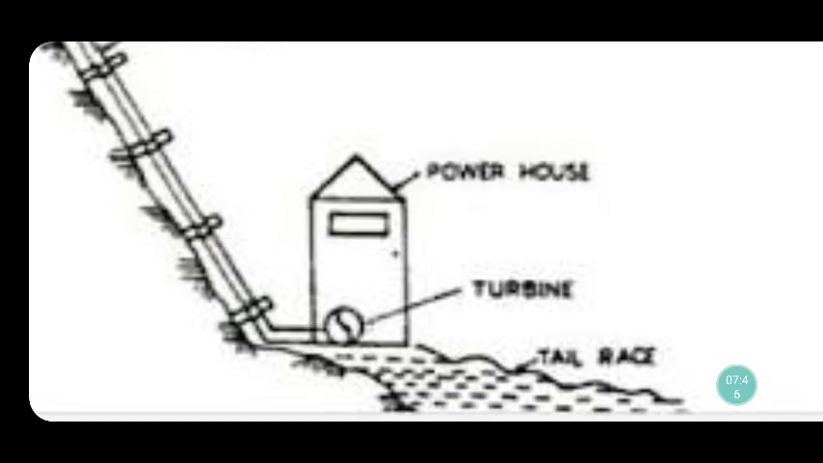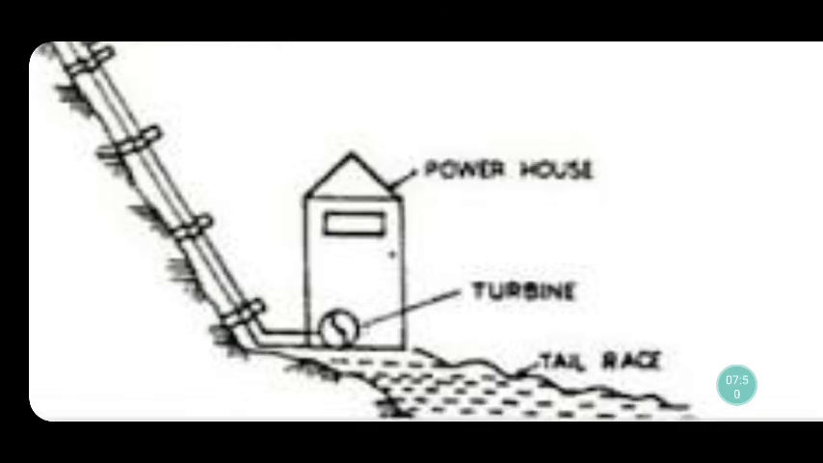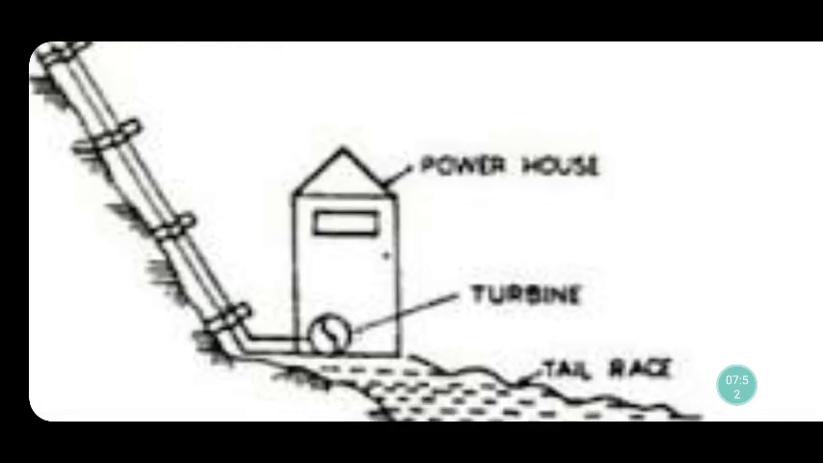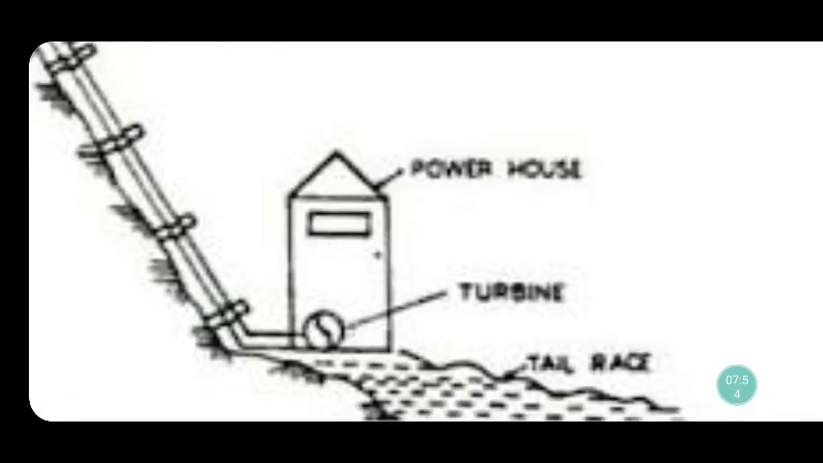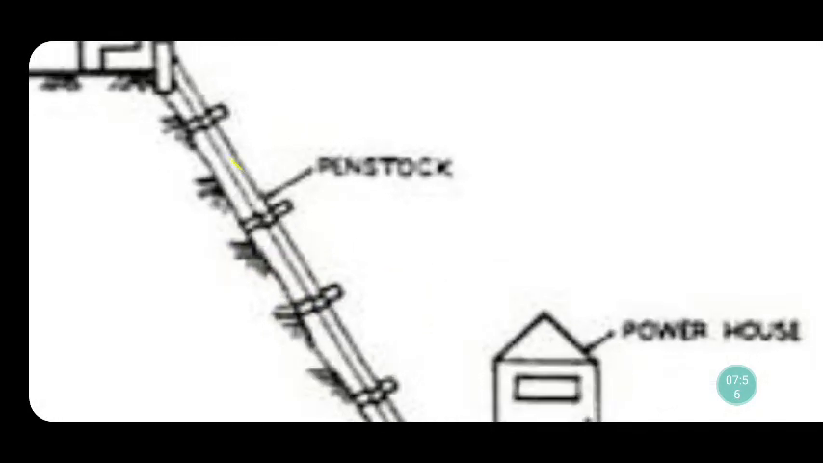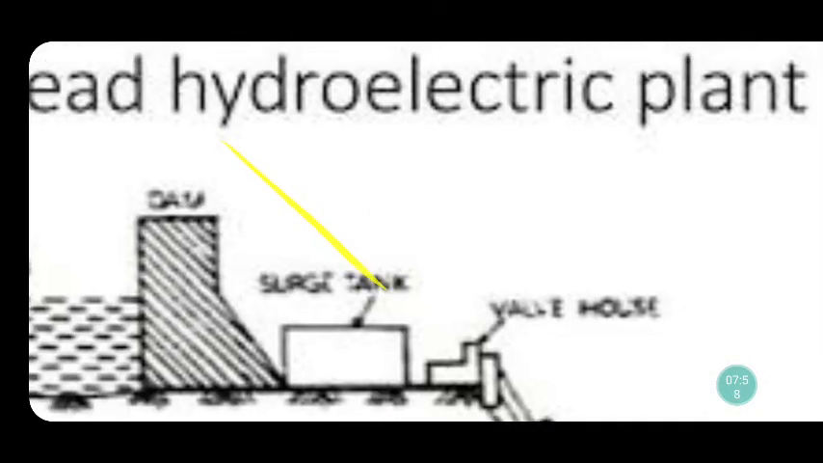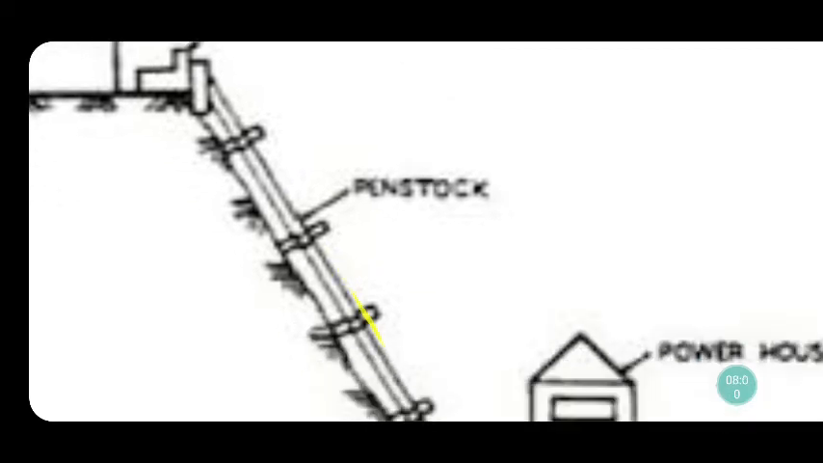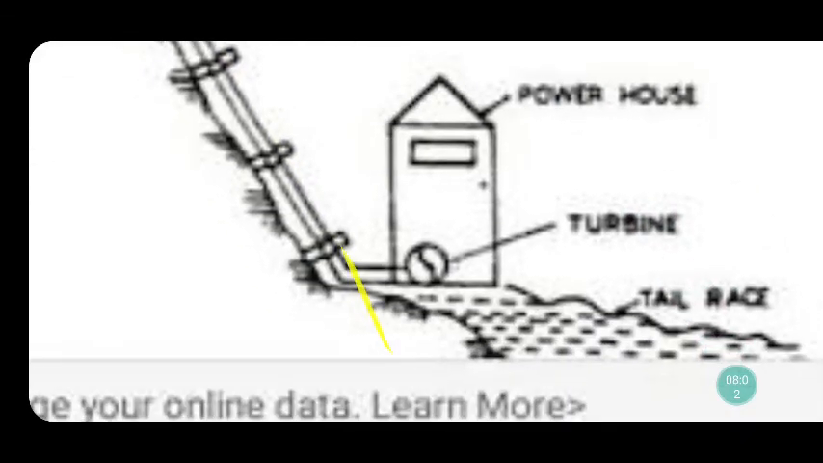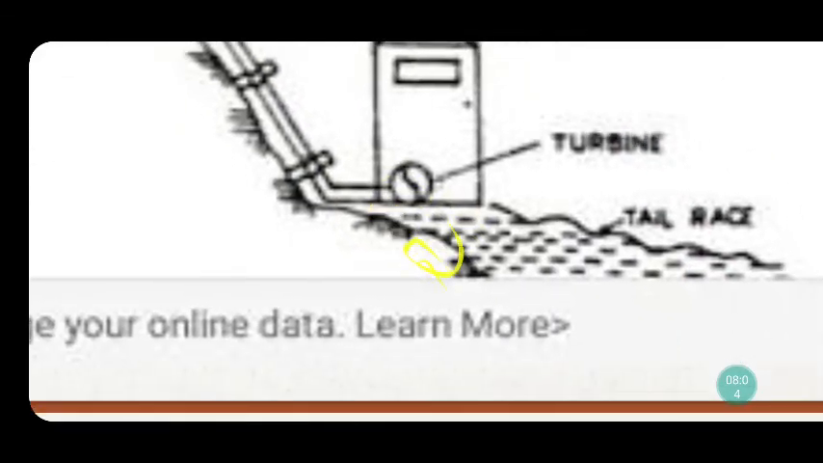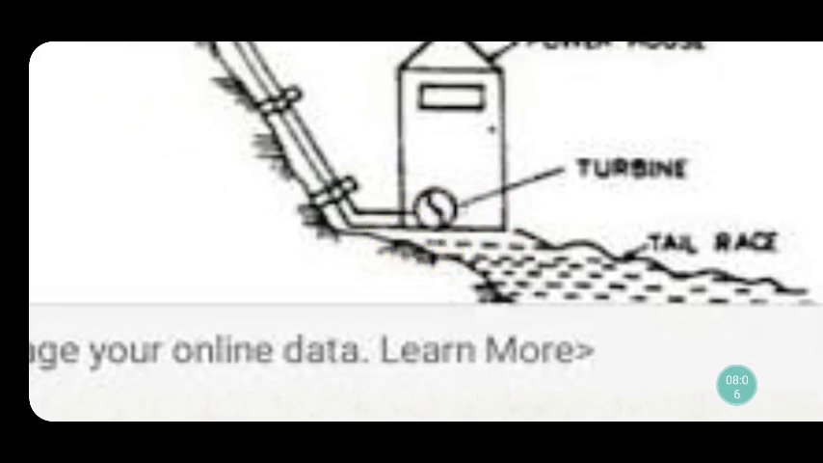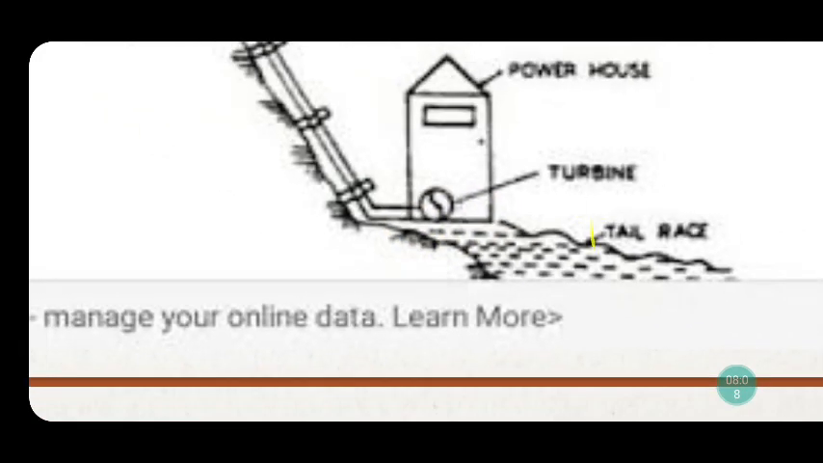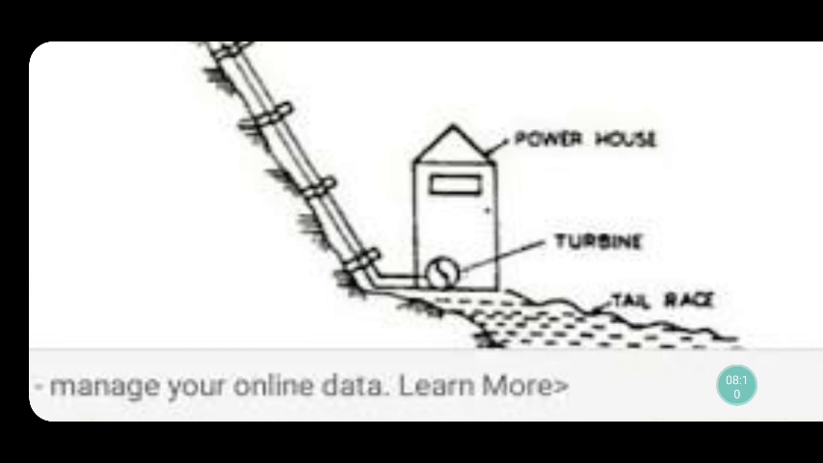The powerhouse is used to generate electrical power. The powerhouse consists of a turbine. Whenever the water falls on the turbine, the water will flow like this, from here through this penstock, or through this tube, and fall on the turbine. When it falls on the turbine, the turbine starts rotating.